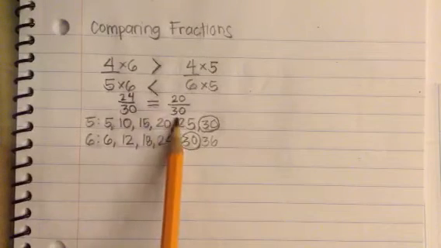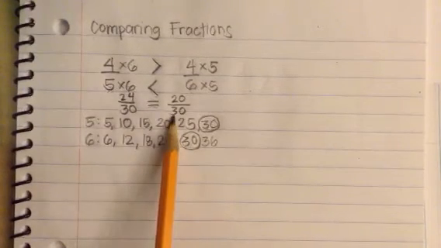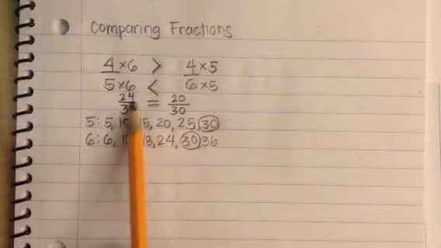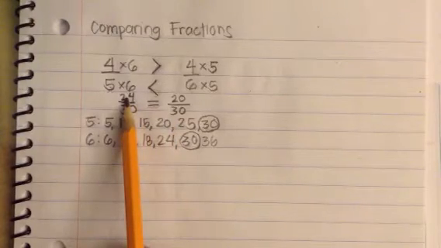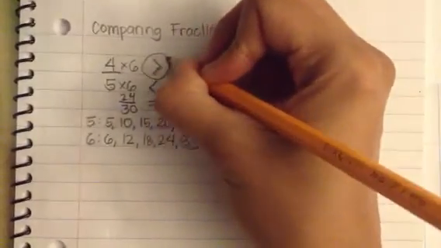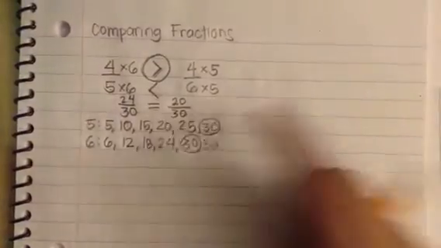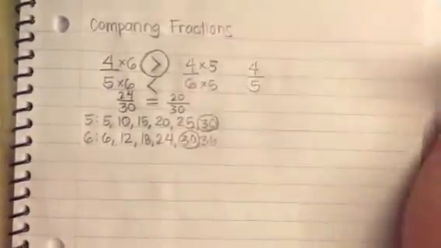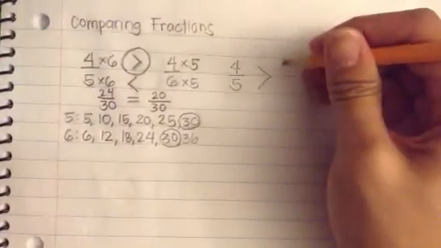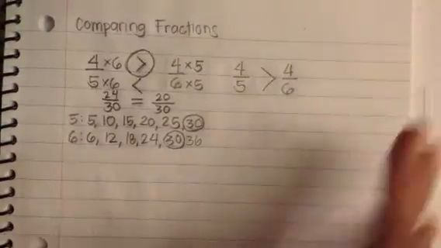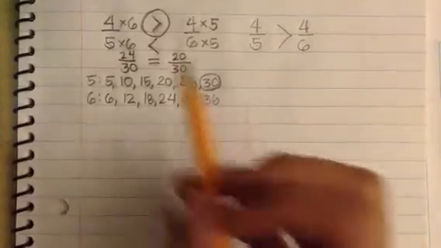Now, my denominators are the same. My denominators are 30. And now all I need to compare are my numerators, 24 and 20. Which one is bigger? I know that 24 is bigger, so my mouth wants to open up and eat the 24. So I would want to circle that symbol because it is greater than. And if we go back to our original fractions, we know that 4/5 is greater than 4/6.